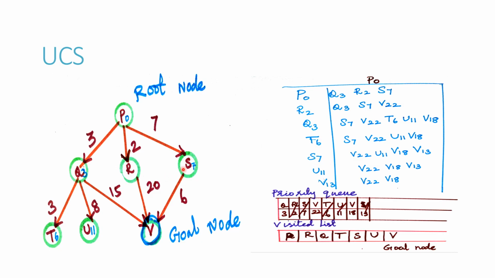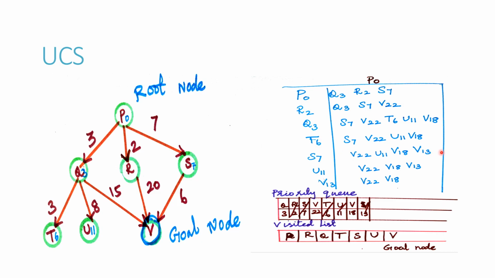After expanding S, S to V. Consider here the cost to V through S will be 7 plus 6, 13. So now: V22, U11, V18, V13. Here the same goal node itself is available with different cumulative costs. One value is 22, another value is 18, and another value is 13.